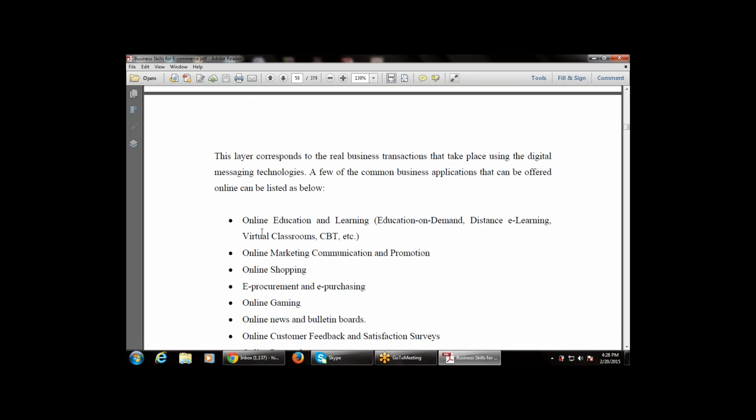We have discussed various areas where applications can be offered online, or where e-commerce applications can be used. First is online education, like we are doing the online education. I'm giving you online education and learning via distance learning, via virtual classroom or via CBT. We can use any method for online education and teaching. Then online marketing, communication and promotion. This is also a field where e-commerce can be done online for marketing purpose, competition purpose and promotion purpose.